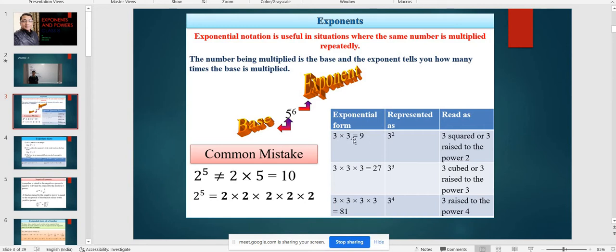So here 3 into 3 is 9. In exponential form, if you want to write it, it will be 3 squared, and you will read it as 3 squared or 3 raised to the power 2. So here 3 into 3 into 3 is 3 to the power 3. That means 3 raised to the power 3, or 3 to the power 3, we can write.